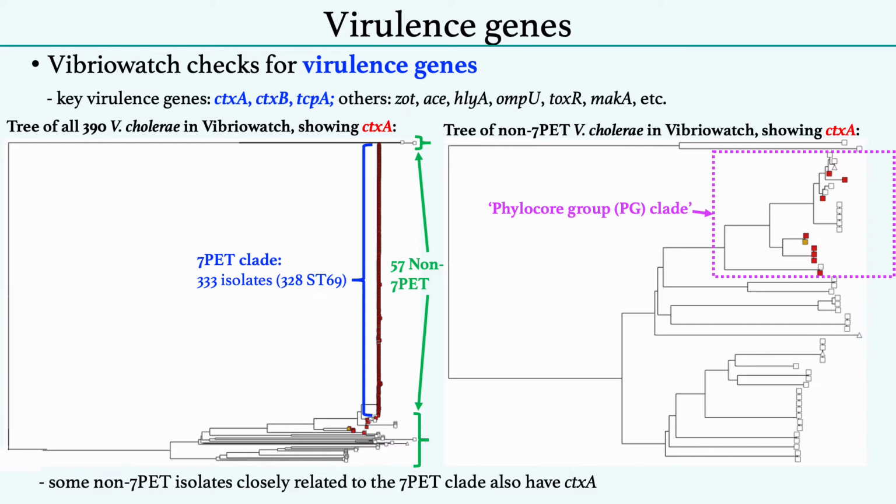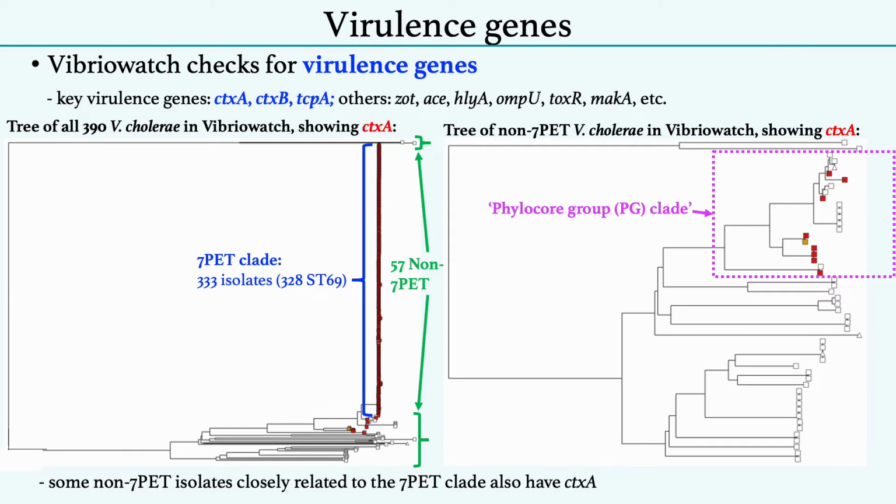On the left, I have made a tree in Vibrio Watch showing the presence of the CTXA gene as red nodes in the tree. You can see that it is present in all of the isolates in the 7 pandemic lineage, indicated with a blue bar, but it is also sometimes present in non-7 pandemic isolates, which are indicated with green bars. On the right hand side, I have made a tree of just the non-7 pandemic Vibrio cholerae that are in Vibrio Watch, showing the CTXA gene as red nodes in the tree again.